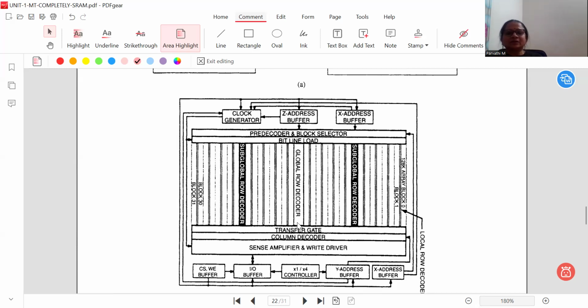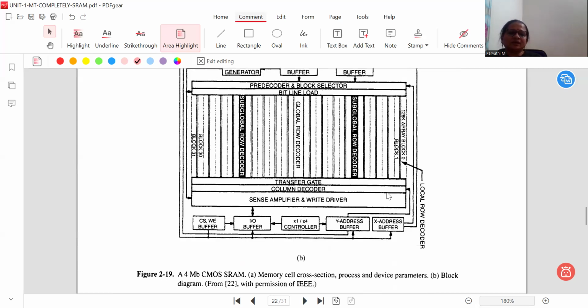And this is routing also, power routing as well as clock routing, will be taken in between the cells, that is, in between the blocks, right? So global row decoder you can observe here, then subglobal row decoder, again subglobal row decoder. All these blocks are connected one after the other, layered one after the other. Then this is bitline load, then pre-decoder block selector, above which we can see clock generator, address buffer, and X address buffer. So this is the entire block diagram of 4MB SRAM.